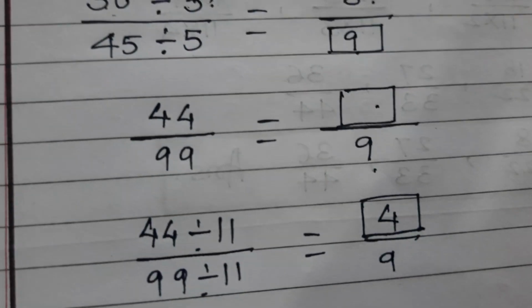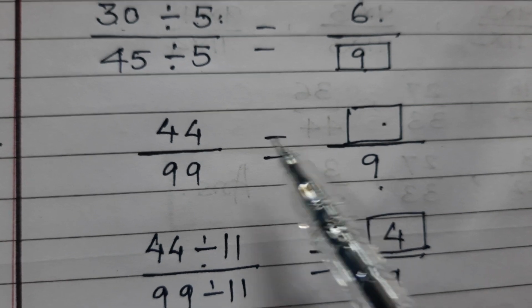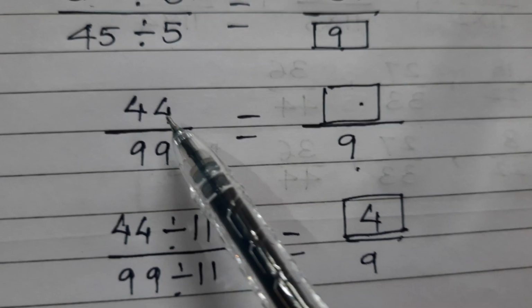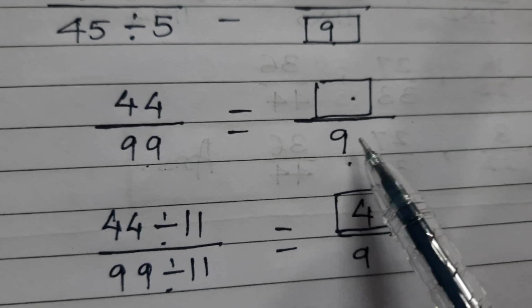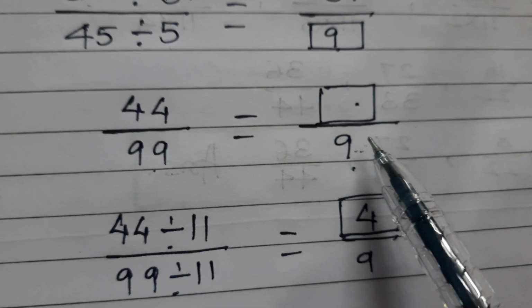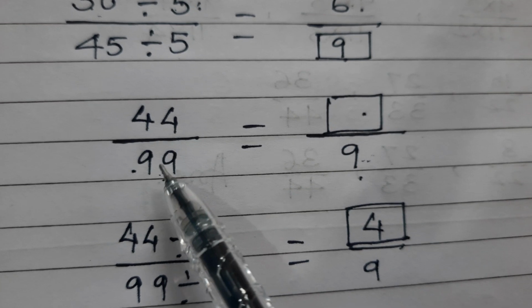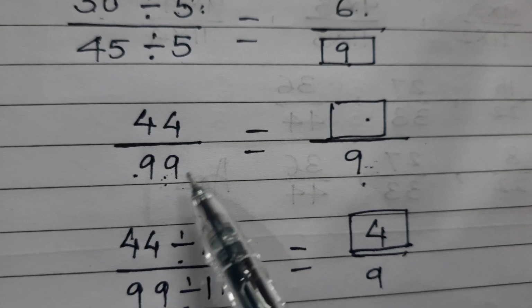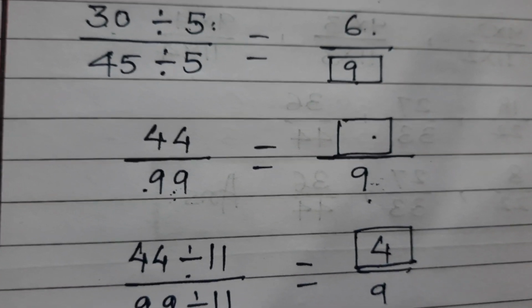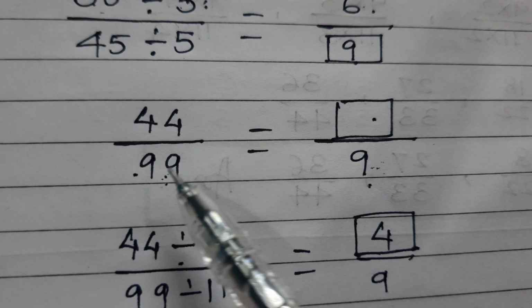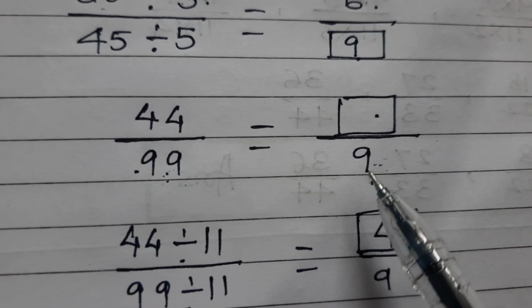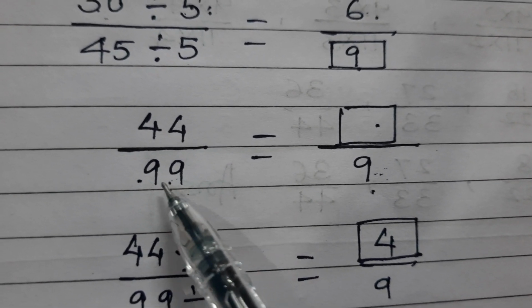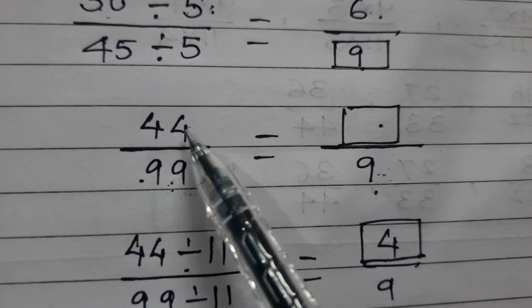44 by 99 is equal to a missing numerator over 9. What do you have to do in this case? See, the greater number is here, 99, and here 9. So we have to divide this number by some number to get this 9. When we divide this 99 by 11, we get 9. So when we divide this 99 by 11, we have to divide this 44 by 11.